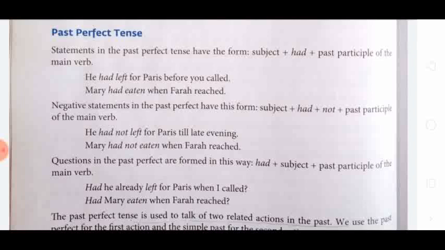For making a negative statement in the past perfect, have this form: subject plus had plus not plus past participle, or sometimes the contracted form hadn't. Questions in the past perfect tense are formed by had in the beginning plus subject plus past participle. Had you already left for Paris when I called?